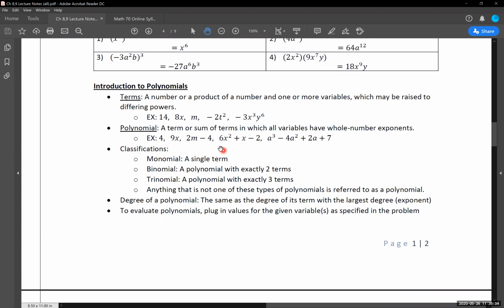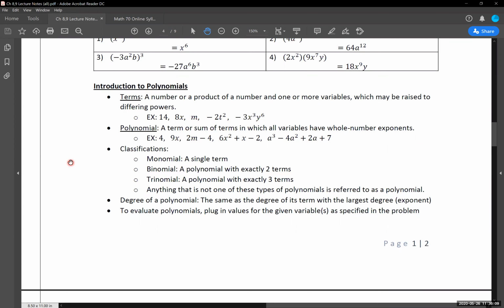We start to see this play out a lot more when we have instances of something like this, where we have two terms. We have 2m minus 4. I have the term 2m, and I'm subtracting the term 4 from it. We can have bigger ones, or we can have 3 terms adding together. And even larger, we can have 4, or 5, or 6, or 10, or 100, or things like that. So a polynomial, again, is a term or a sum of terms in which all variables have whole number exponents.